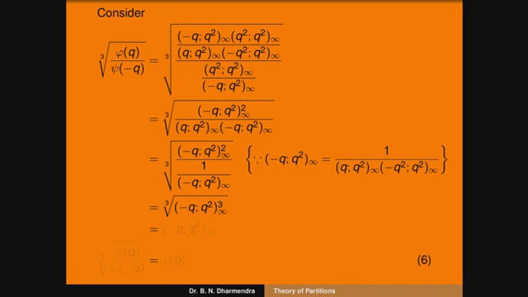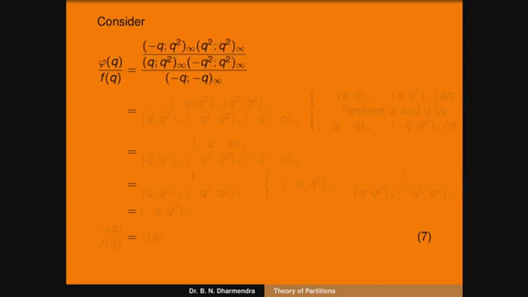Finally it will appear in terms of (minus q; q squared) infinity, and the cube root of phi of q divided by xi of minus q is equal to chi of q. That is the statement of chi of q, (minus q; q squared) infinity. You can call this equation 6.